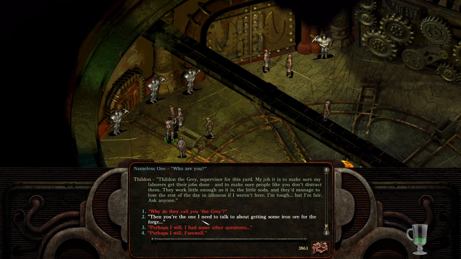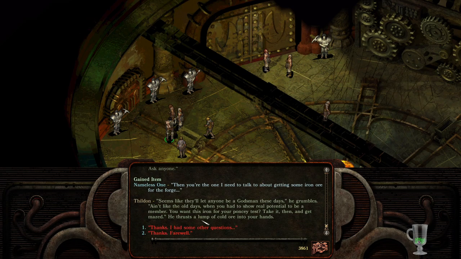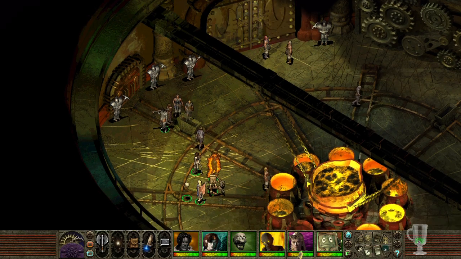Then you're the one I need to talk to about getting some iron ore for the forge. Seems like they'll let anyone be a Godsman these days, he grumbles. Not like the old days when you had to show real potential to be a member. Want this iron for your test? Take it. Then get lost. Thrust a lump of cold ore into your hands. And he's a dickhead.